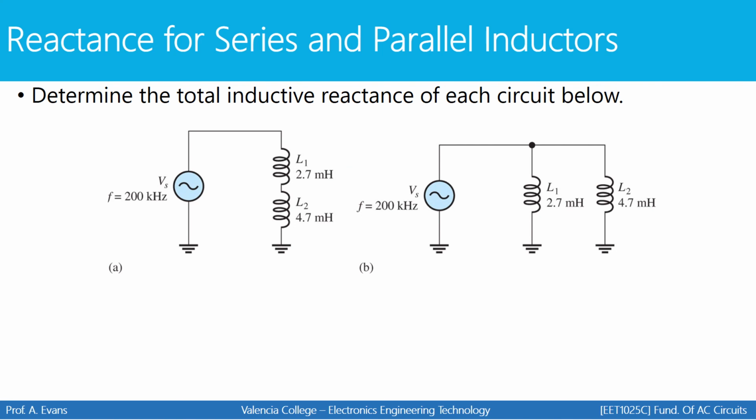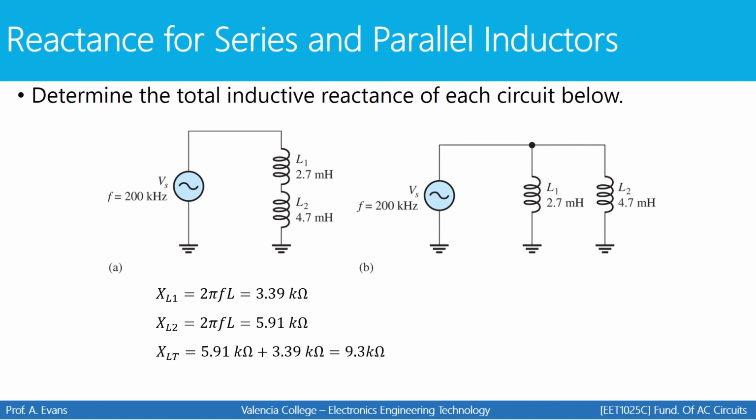So, quick example. We're going to find the total inductive reactance for each of the circuits below. To start, find the inductive reactance for each individual inductor. For the inductors in series, we're going to add those reactance values together. For the inductors in parallel, we're going to combine them the same way we would combine parallel resistors.